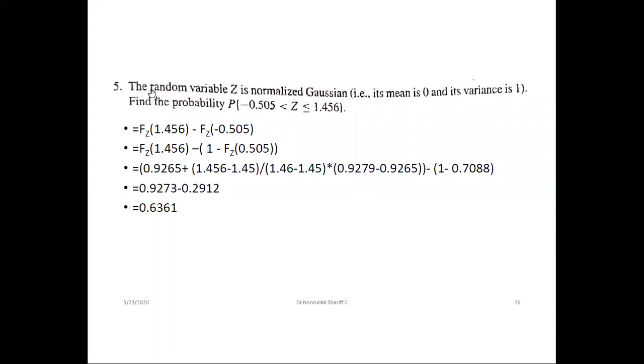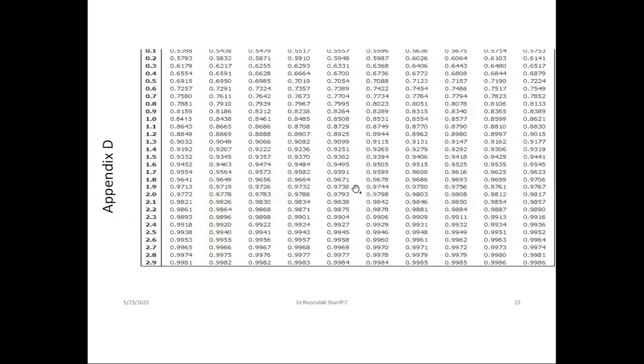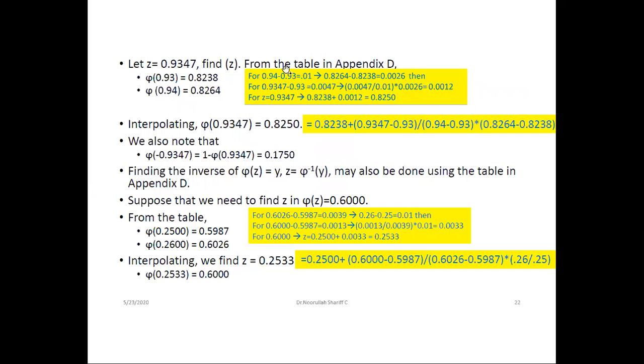So the 5th is over here. The random variable Z is normalized Gaussian and its mean value is 0 and its variance is 1. Find the probability P of minus 0.505 less than Z less than 1.456. So F(Z) at 1.456 minus F(Z) at minus 0.505, and this is what we need to write. I explained to you in the last class how we can do that, right?